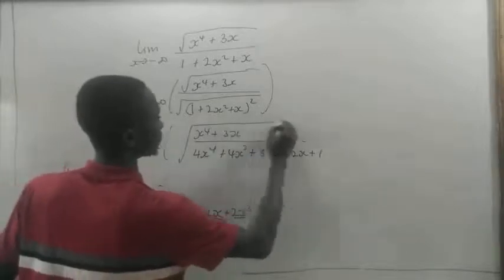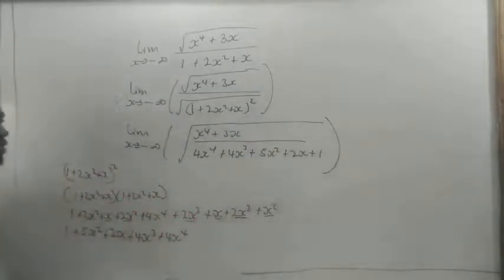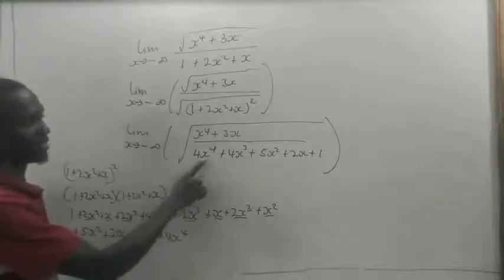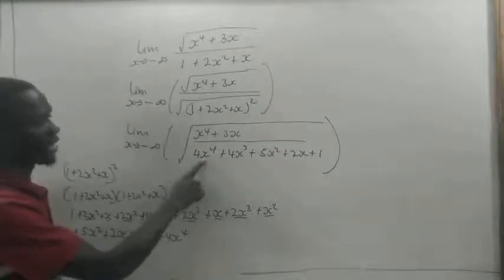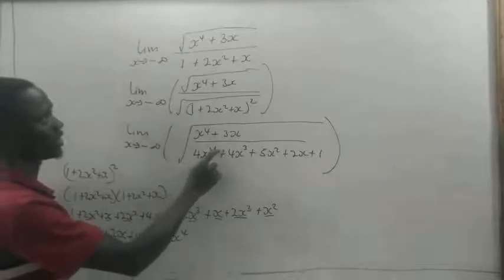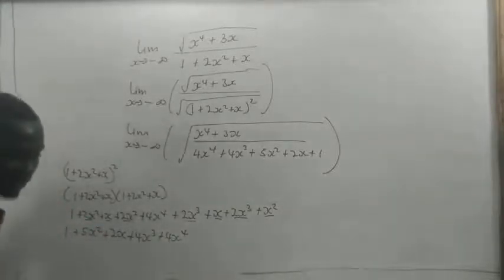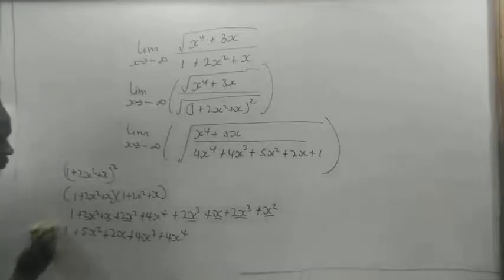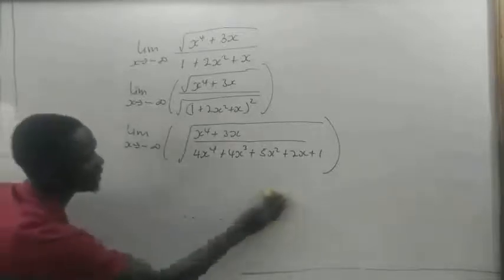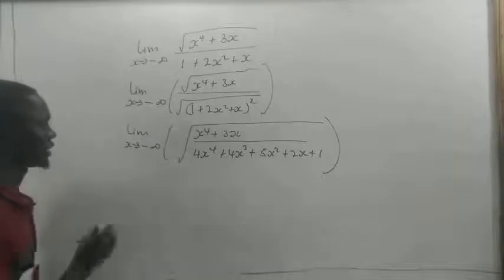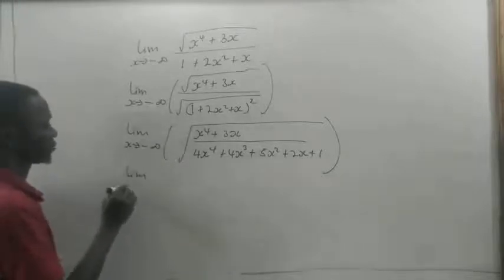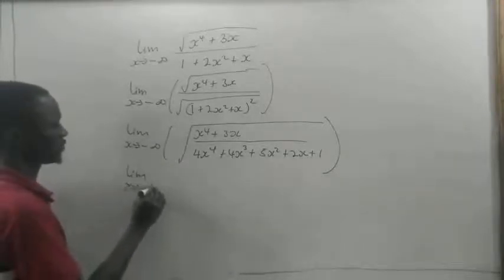Very simple as that. And now, the highest power of x in the denominator is x to the power 4. So let's do the division and we are done. Here we will take the limit as x approaches negative infinity.